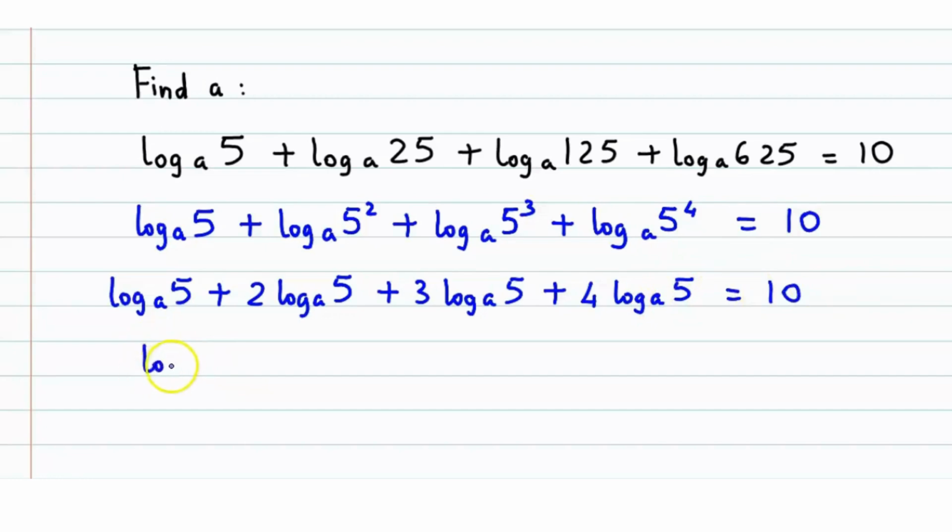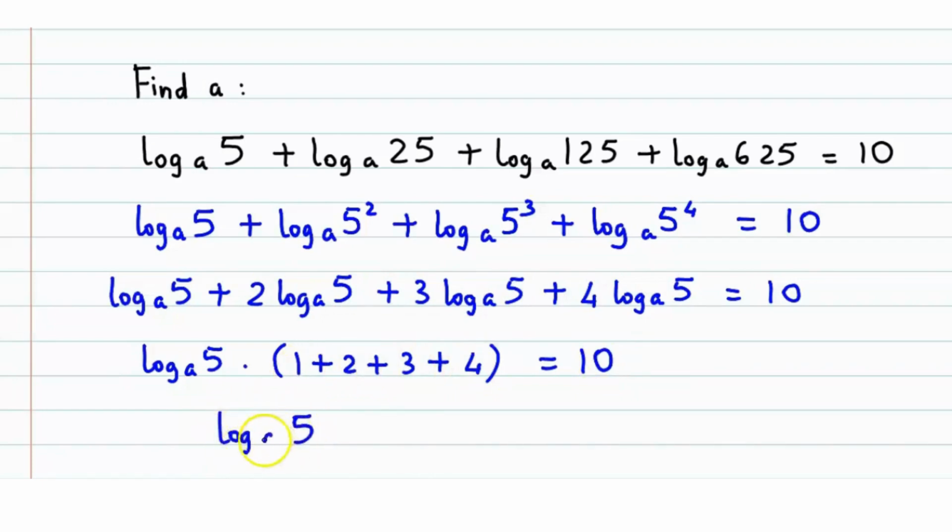Now we could take log 1 to the base a as the common factor. So within brackets we have 1 plus 2 plus 3 plus 4. So we've taken log 1 to the base a common from each of the 4 terms. And on the right hand side we have 10. Now 4 plus 3 is 7 plus 2 is 9 and 1, that is 10. So we have log 1 to the base a into 10 is equal to 10.